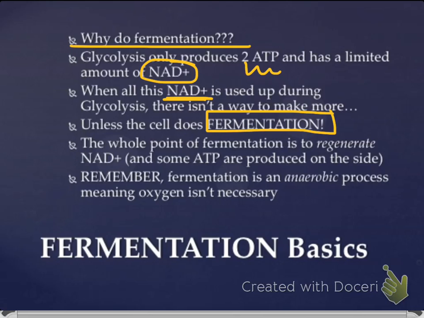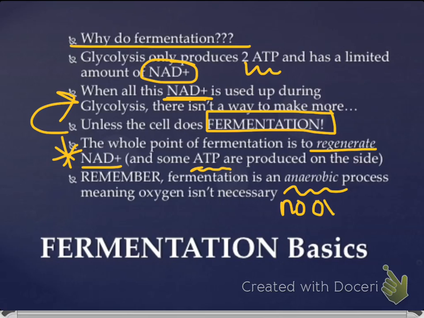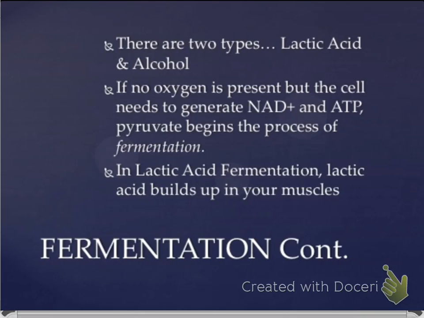So if this is used up, we don't have a way of regenerating it unless the cell does fermentation. So sometimes the cell will do fermentation just to replenish this NAD+. So, right here, main point of fermentation: regenerate NAD+. Okay? And it also does produce some ATP, not enough for your body to function. So this is anaerobic, meaning no oxygen. So an aerobic process is with oxygen. Anaerobic means no oxygen. And there's two types. So like I said, you have lactic acid and alcohol. Alcohol is yeast. Lactic acid is your muscles.